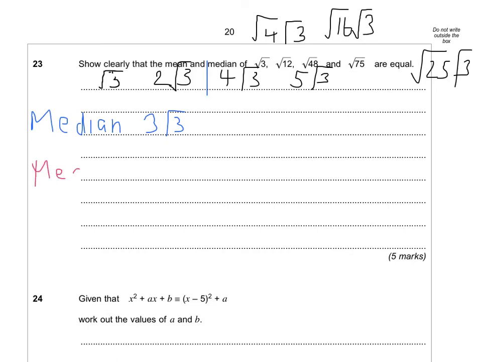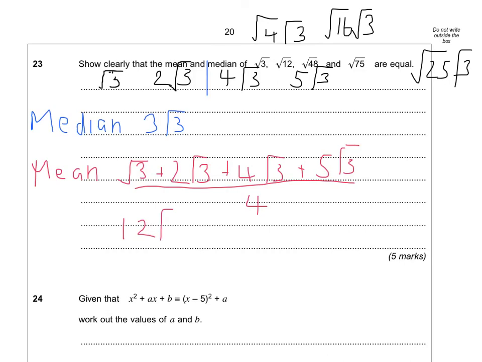So the mean is all the numbers added up. Be clear, it says show clearly your working out. So root 3 plus 2 root 3 plus 4 root 3 plus 5 root 3. And of course, when you're finding the mean, you add them up and divide by how many there are, which is 4. So how many root 3 do we have? We have 1, 2 is 3, 4 is 7, and 5 is 12 root 3. And 12 root 3 divided by 4 is 3 root 3. So we've shown they're both the same.